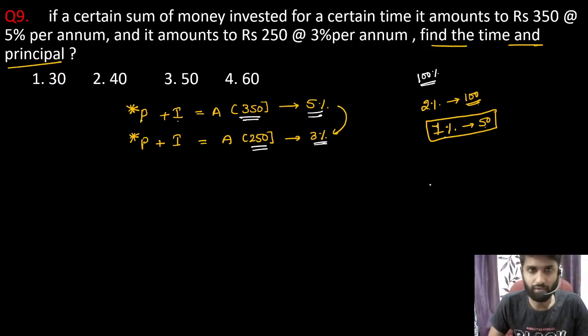Okay, don't go with the principal. Why? Because the total amount become 350. So we need to find the time and principal. Now see guys, here 5% is for 350, 3% is for 250. For 1% is equal to 50, 2% is equal to 100.